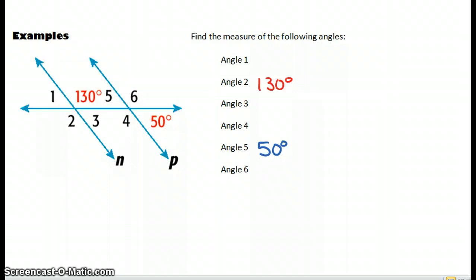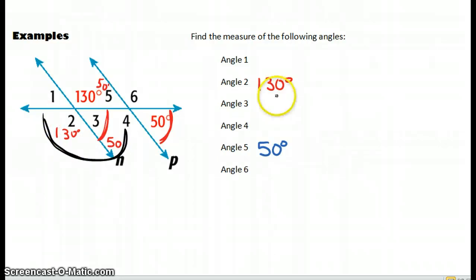Let's look at some other pairs. So I'm going to relabel this as 50, and we know this is 130. So let's talk about angles along this transversal. This 50 is to the right and below. The other angle that is to the right and below would be angle 3. It would also be 50. And if you notice, if I add these two, there's our 180.